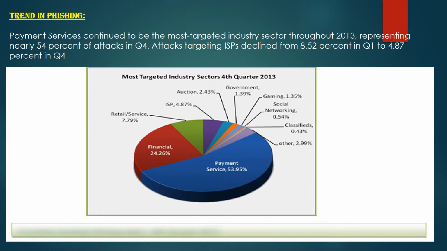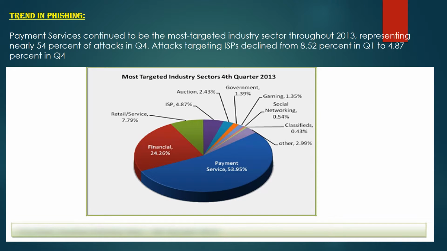Today, the trend in phishing has been more in different sectors: retail service, auction, government, gaming, networking, classified, and others at 2.9%, as we can see in the figure. But the main sector is the payment sector. That is according to the APWG 2013 report.